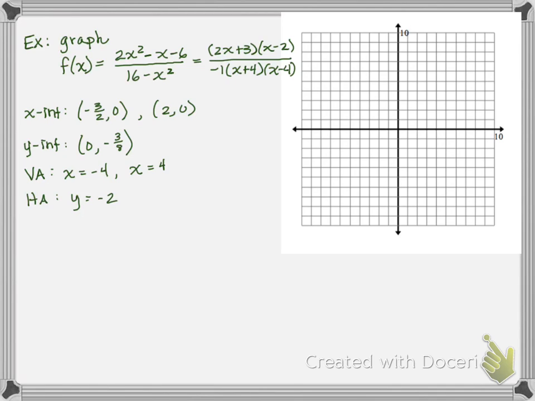My vertical asymptotes. Always use dotted lines for your asymptotes because they're not actually points on a graph. It's an 8, yeah. Okay, cool.